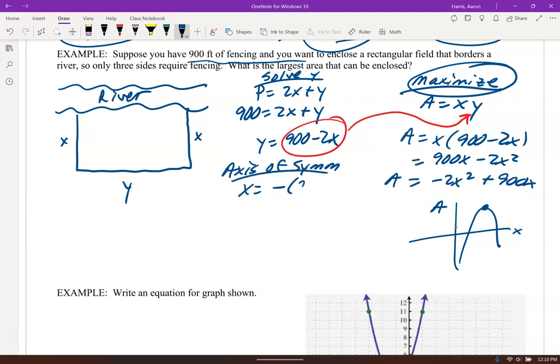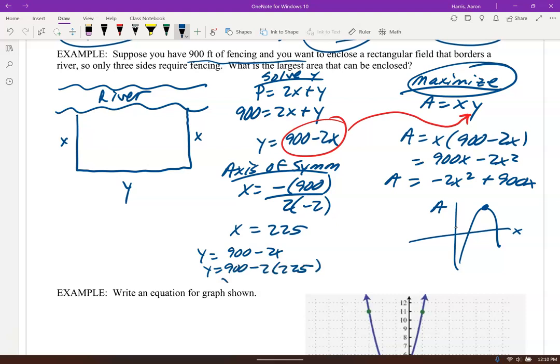X equals negative B over 2 times A. So this ends up being 225. Negative 900 over negative 4 is 225. So I want to have 225 feet for my X values. And now let's find the Y values. So Y, we know Y is 900 minus 2X. So we get 450.